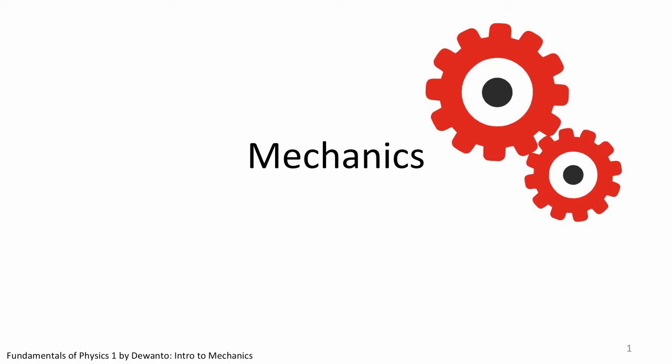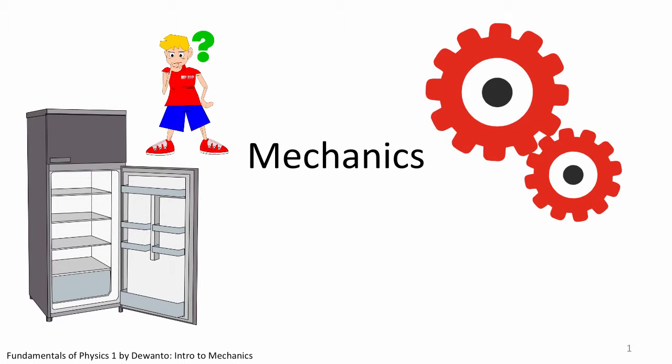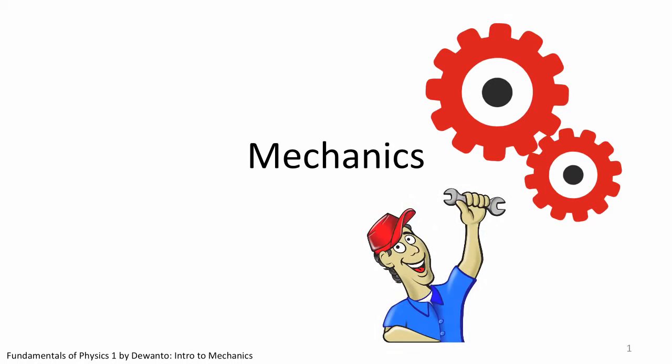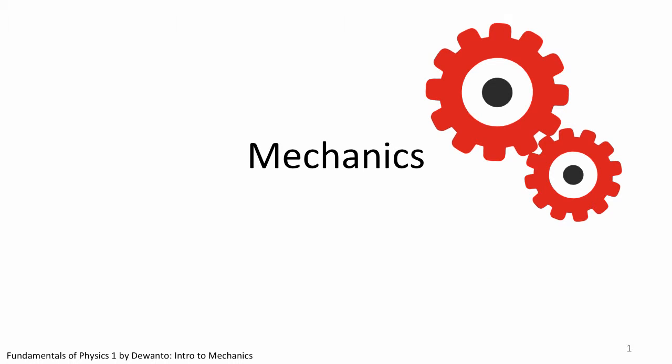In daily conversation, the term mechanics may loosely be interpreted as how things work. What is the mechanics behind a refrigerator, for instance? That means how a refrigerator works. And a mechanic is someone who has the working knowledge of things. Physics has a much more abstract definition of mechanics. It is the study of how a physical system evolves from one state to another.